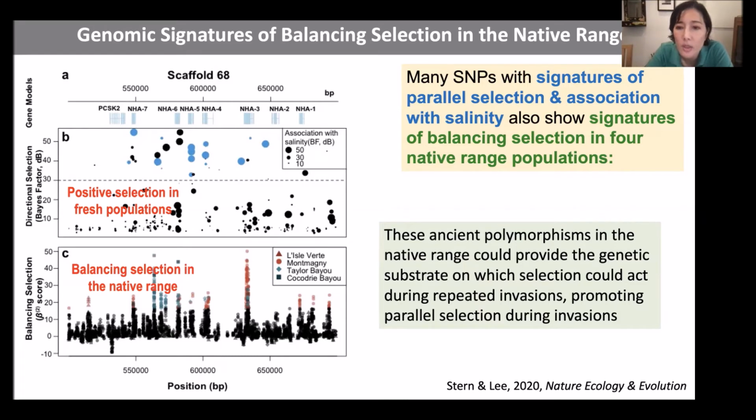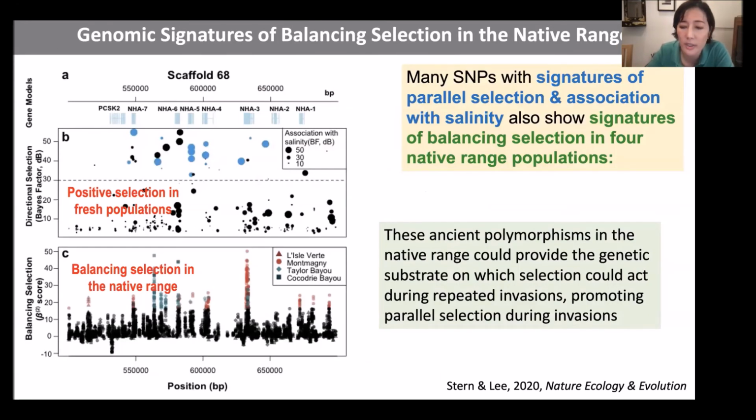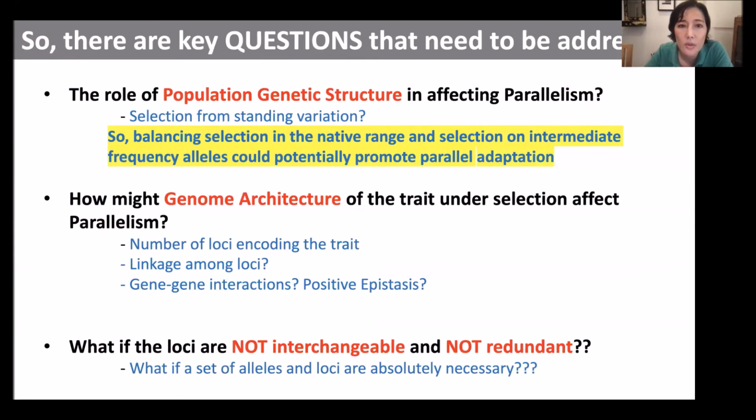Thank you, Christian. So these ancient polymorphisms in the native range could provide genetic substrate on which selection can act during repeated invasions, promoting parallel selection during invasions. So these alleles that are under selection are at relatively elevated frequency. Okay, so it's possible that balancing selection in the native range and selection on intermediate frequency alleles could potentially promote parallel adaptation. So Christian, what we mean is intermediate frequency alleles that are at higher frequency than expected. But I could show you a graph on that.